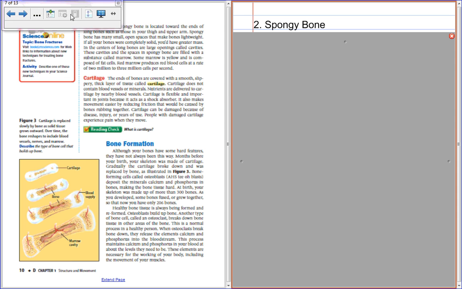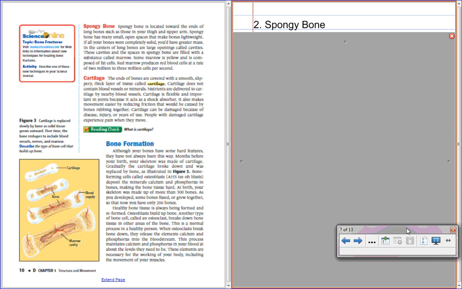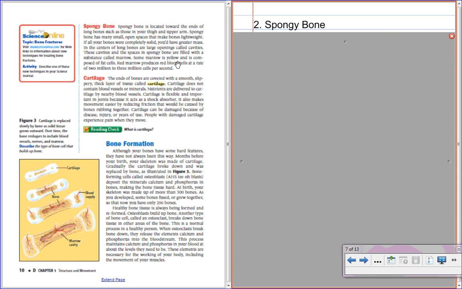We're going to look at two other types of bone. We have spongy bone. Spongy bone is located towards the ends of long bones, such as those in your thigh.